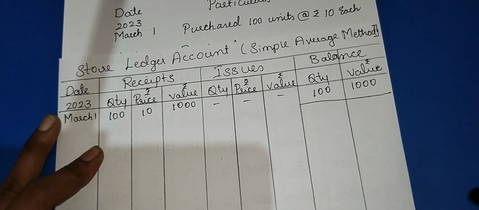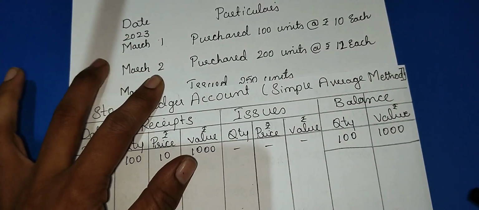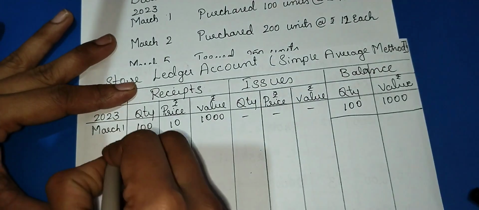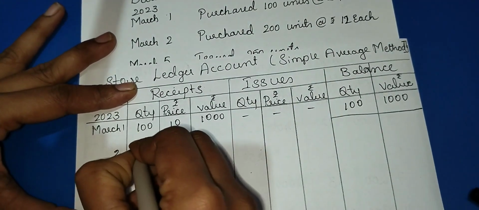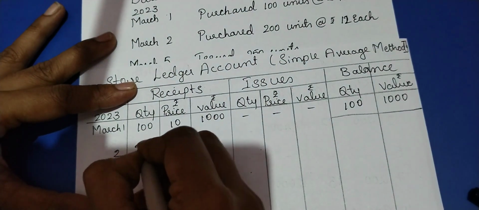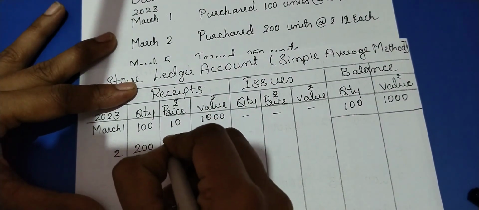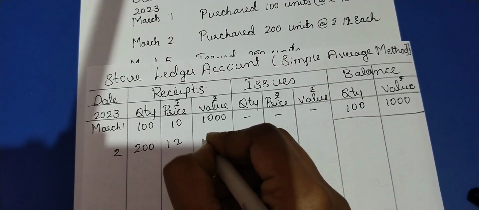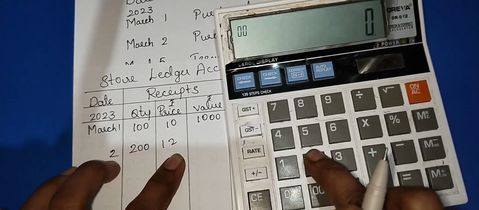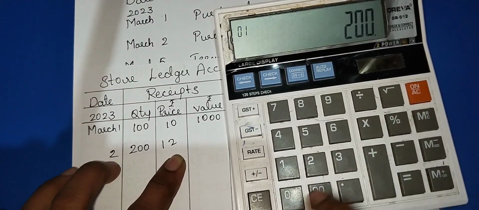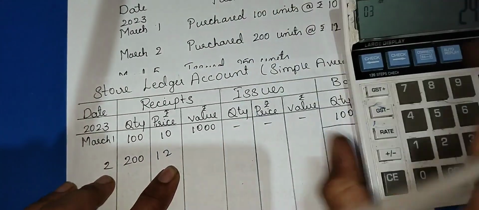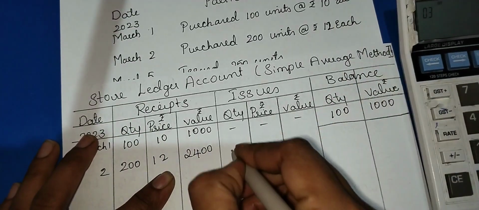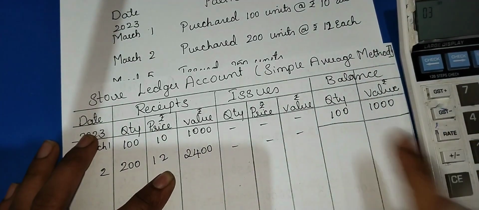The next transaction is on 2nd March. Purchased 200 units at rupees 12 each. On March 2nd we have one more receipt: 200 units at rupees 12 each. 200 into 12 is 2400. Now you record these receipts under balance.